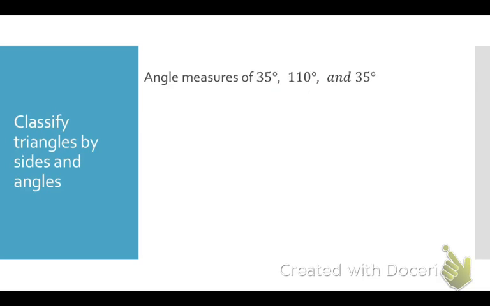And our last example gives us only angle measurements. So we cannot classify this triangle by sides, only by angles. The angle measurements are 35, 110, and 35. Well, two of them are the same, but we notice that we have this one obtuse angle. So we can classify this as an obtuse triangle. I think you have enough information about classifying triangles to do your homework.